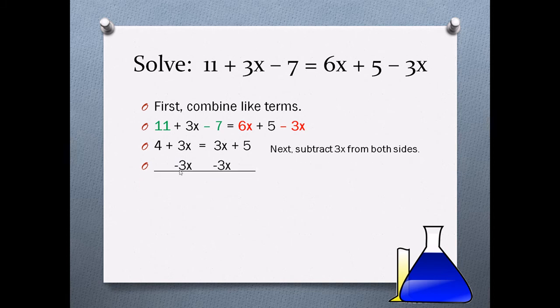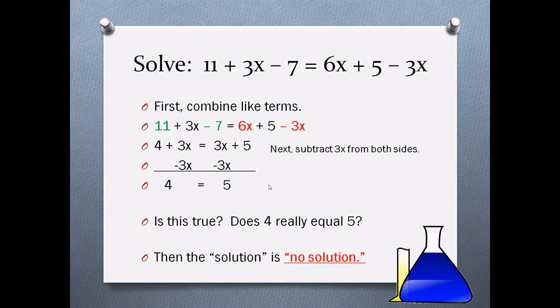And positive 3x minus 3x is no 3x's. Wait, positive 3x minus 3x. Wait a second, the x's are all gone. And we're left with 4 equals 5. What just happened? Does 4 really equal 5? No. This is a case where there is no solution to this equation.